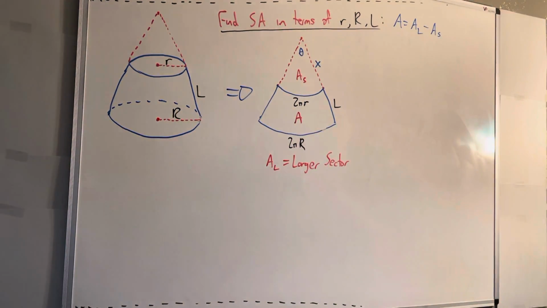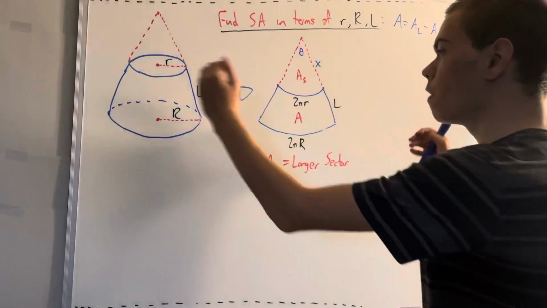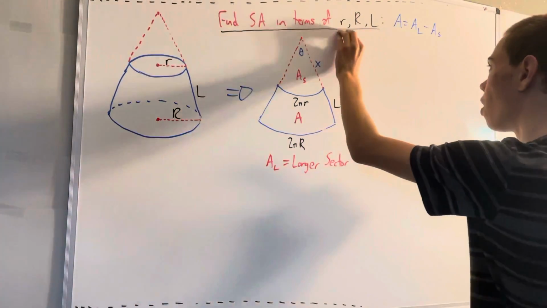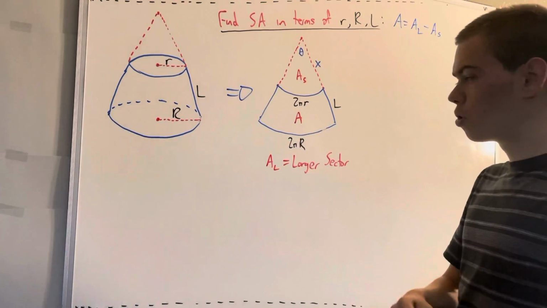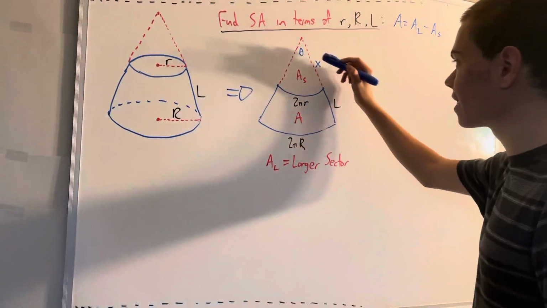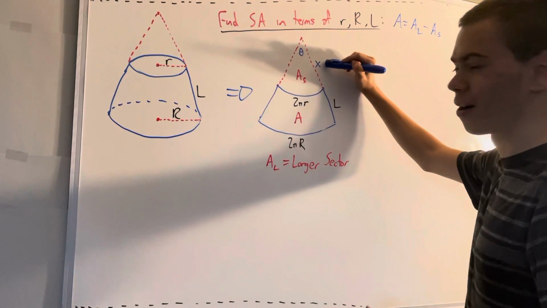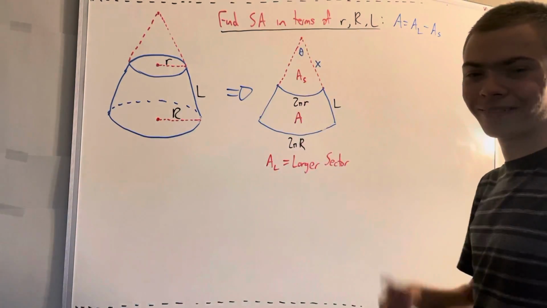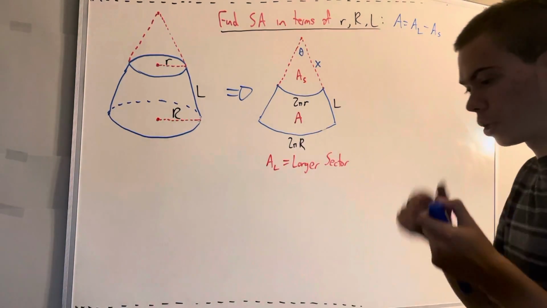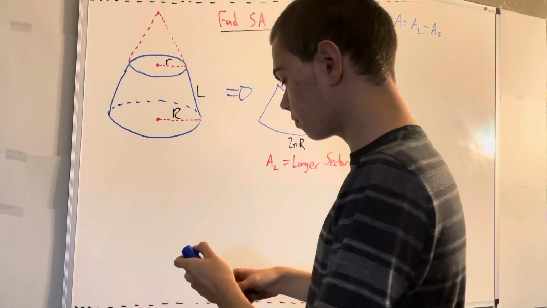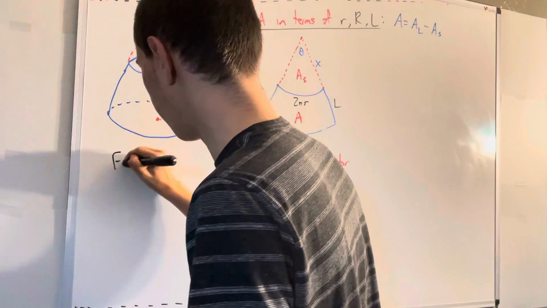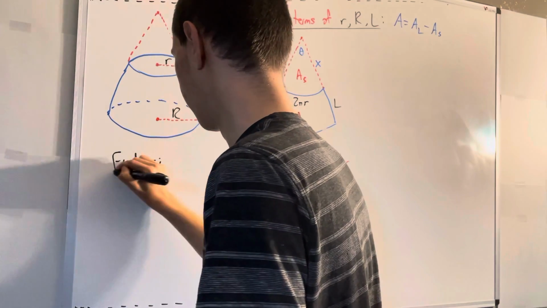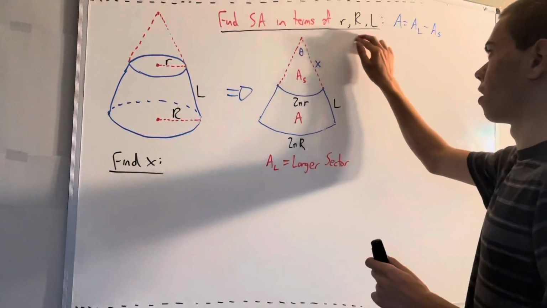So remember, we have to find the surface area of our frustum in terms of r and l. We don't want them in terms of theta and x. So what we have to do is find what theta and x are in terms of r and l. That's what we have to do first. And so that's what we're going to do. Basically right here, we're going to find what x is in terms of r and l.